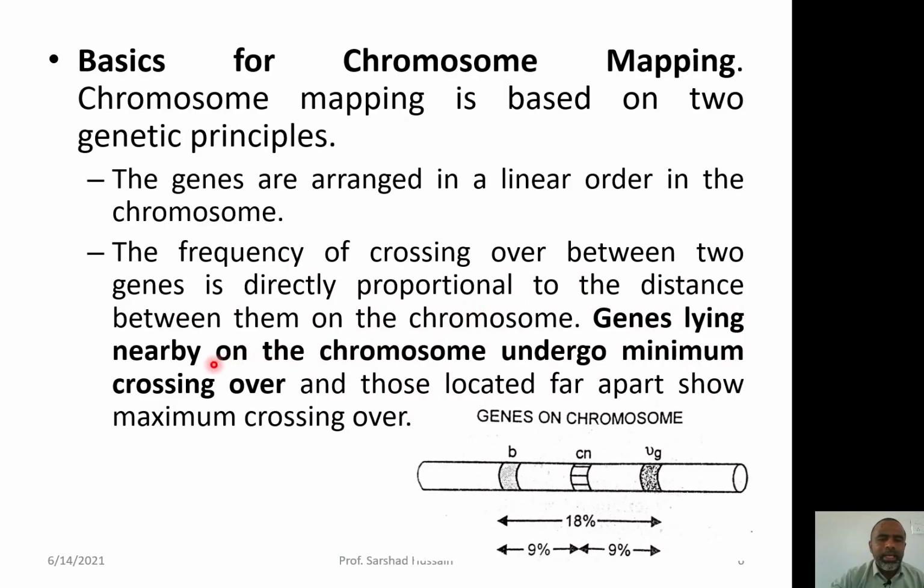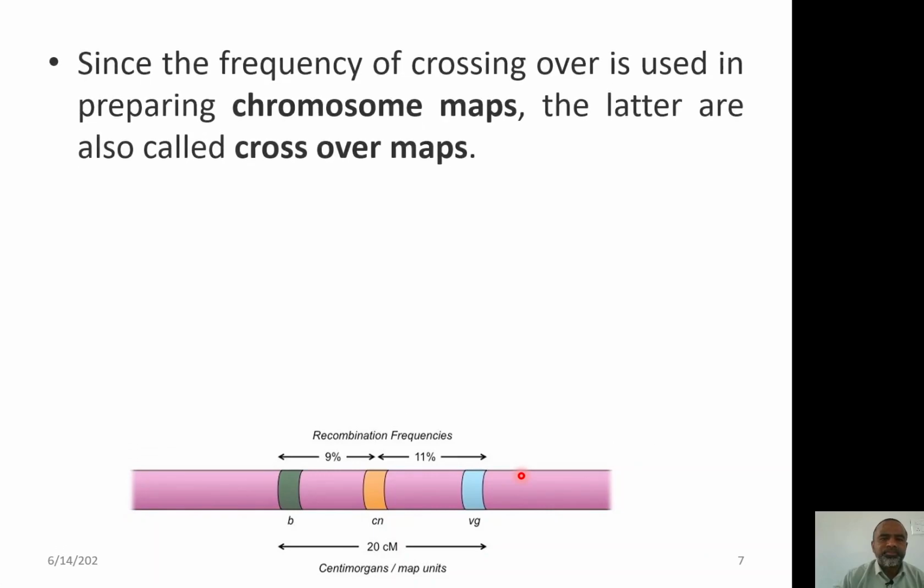So, genes lying nearby on a chromosome undergo minimum crossing over, and those located apart show maximum crossing over. This means maximum crossing over is between B and VG, as compared to CN and VG, and B and CN. So, these two points are very important in order to place the genes on a chromosome in a series, and also to show the distance between the genes.